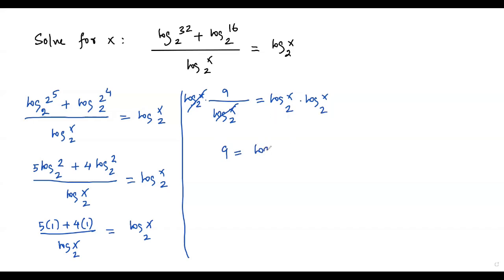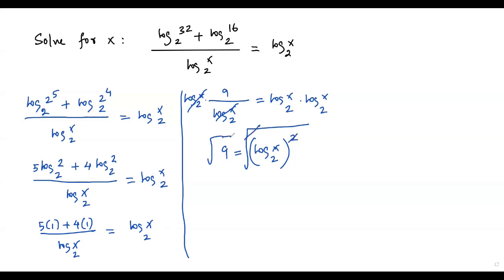So what should I do? I have to write log x to the base 2, the whole square. My aim is to solve for x. For that, I have to get rid of the square over here. To get rid of the square, I'm taking the square root on both sides. When I take the square root on both sides, the square root and square will cancel out.